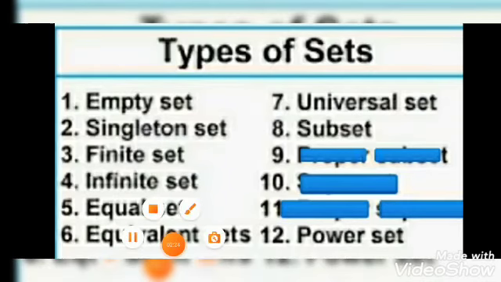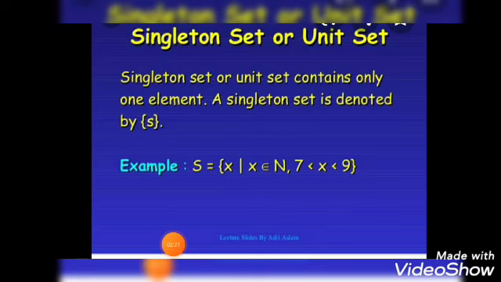Next, singleton set. Singleton set is also called a unit set. A singleton set contains only one element. A singleton set is denoted by a bracket with that single element. Means in a singleton set there is only one element.